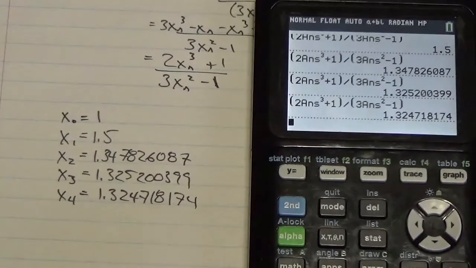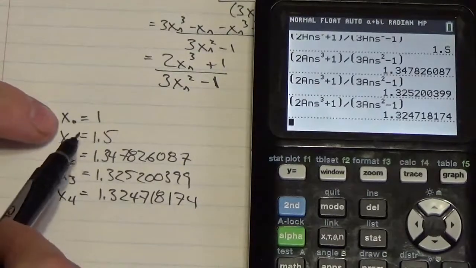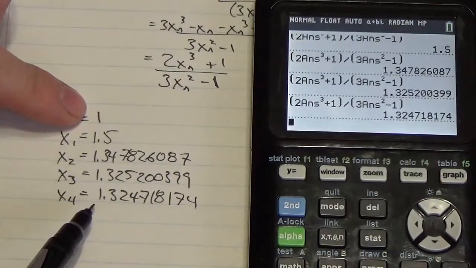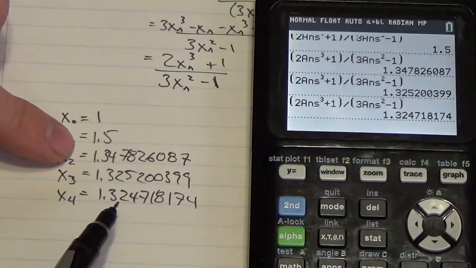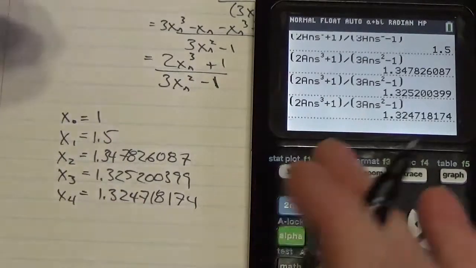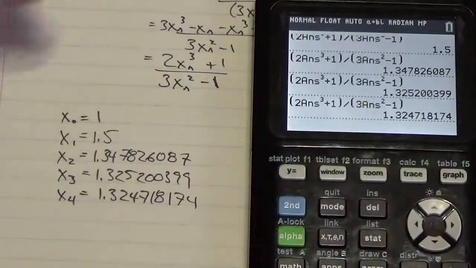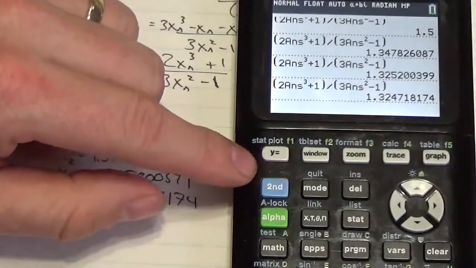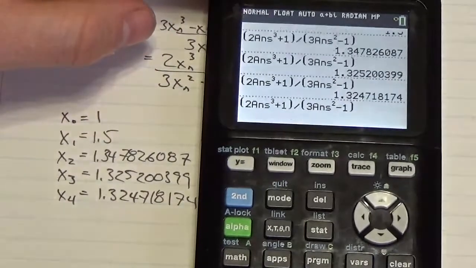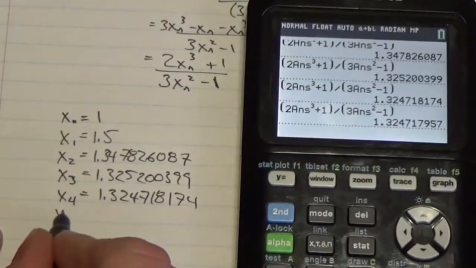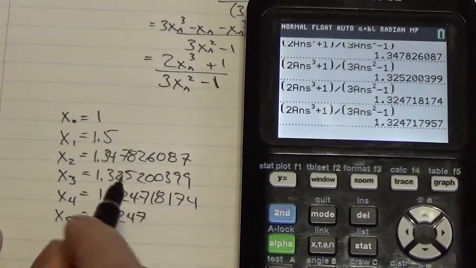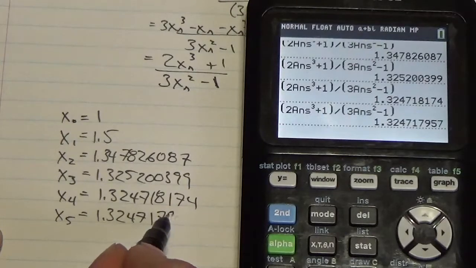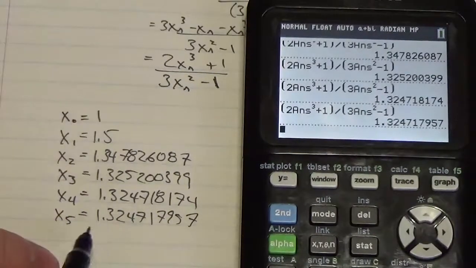And I'm going to do this at least a couple more times here. I know that my answer's got this 1 in it. Notice that the first, in the 10th spot here, it seems to have settled in on the 3. The 100th position seems to have settled in on the 2. So little by little, this decimal is getting clearer and clearer as to what the answer is. If I do this again, second enter, my fifth iteration here is 1.324717957.